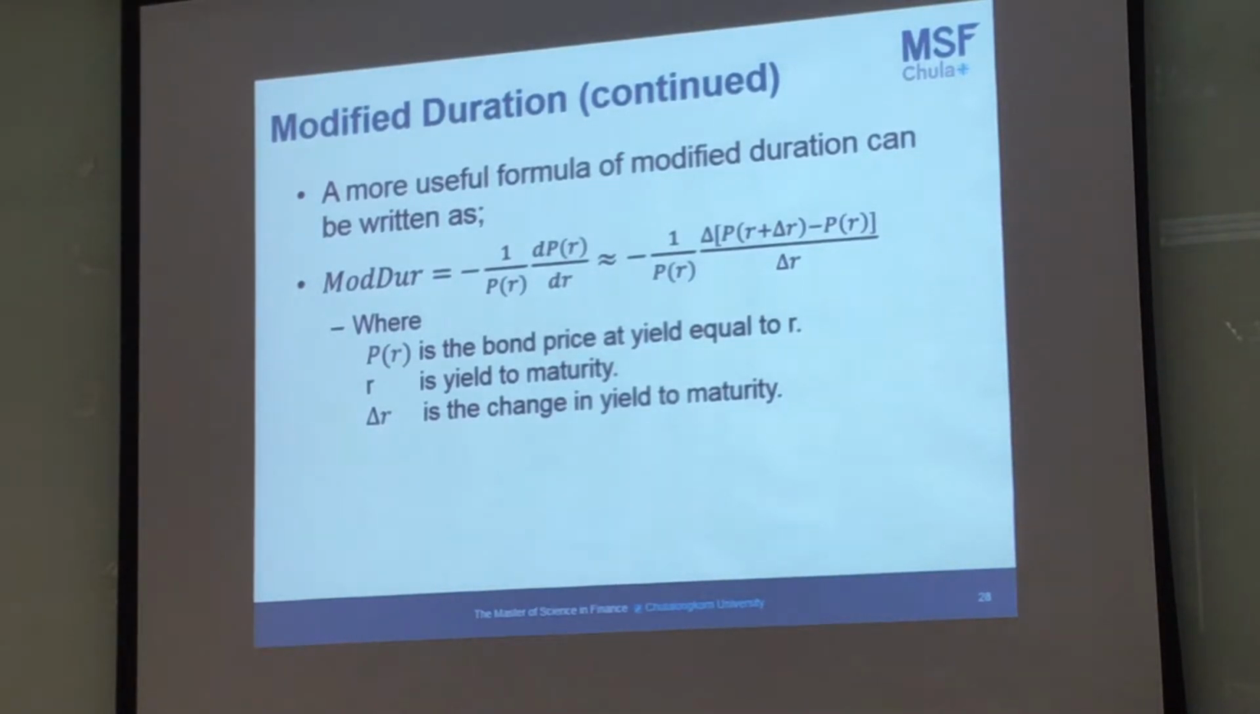The minus just represents the inverse relationship between the change of the yield and the change of the bond price. When the yield increases, the bond price decreases. When the yield decreases, the bond price increases. That's why we have the minus sign to show the inverse relationship.